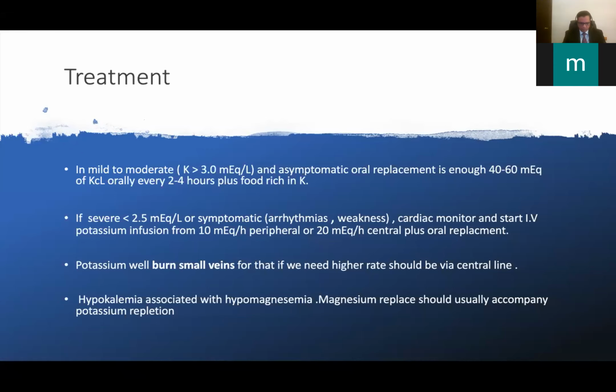Sometimes you keep treating your patient's potassium level, and although there is no response, out of nowhere you discover that he was hypomagnesemic. So especially if you have severe or persistent hypokalemia, always think about magnesium. You will never be able to correct the potassium without correcting the magnesium level.